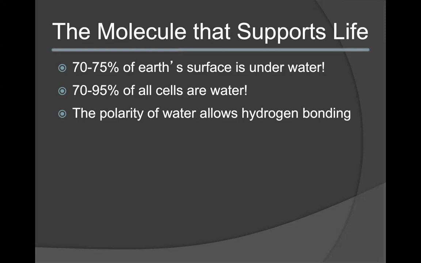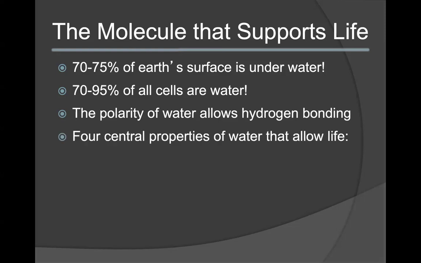We should already know that water is considered to be what we call a polar molecule. And this polarity allows for a lot of hydrogen bonding between water molecules. This is going to be very important in allowing water to interact with other water molecules as well as other different types of molecules. There are four main central properties of water that allow for life to occur. So it's important that you know all of these properties, be able to define them, and know how they are important with water and how it interacts with its environment.